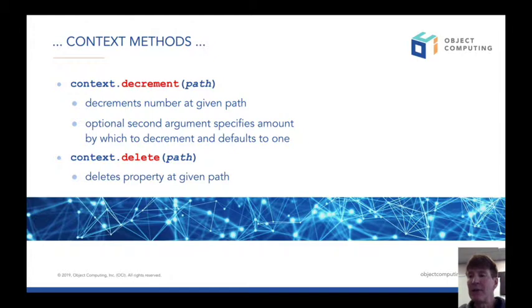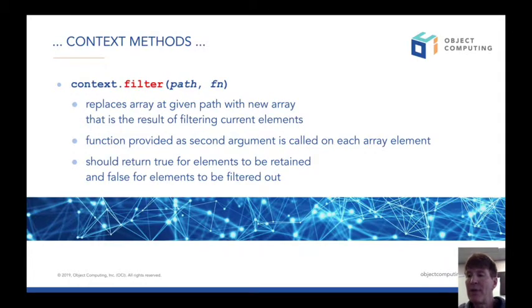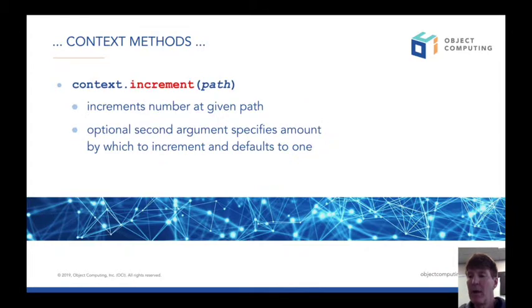The delete method deletes the property at a given path. The filter method replaces the array at a given path with a new array that is the result of filtering the current elements. The function provided as the second argument is called on each array element and should return true for elements to be retained and false for elements to be filtered out. The increment method increments the number at a given path. An optional second argument specifies the amount by which to increment and defaults to 1.